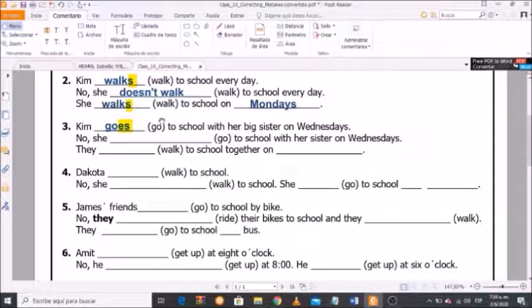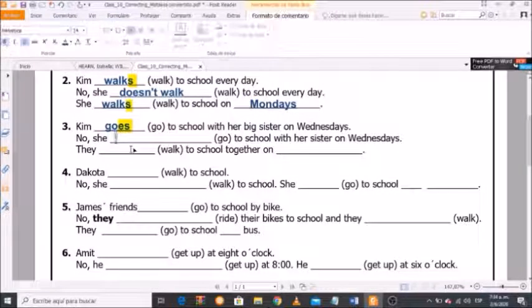Okay, but we know that this is not true. Dijimos que ella, fíjense la oración anterior. When does she walk to school? On Mondays. Okay, so, no, she doesn't go to school with her sister on Wednesdays. They walk to school, very good, they walk to school together.